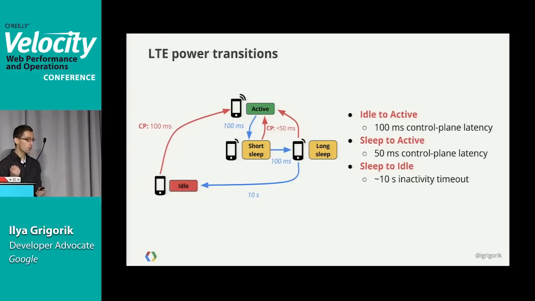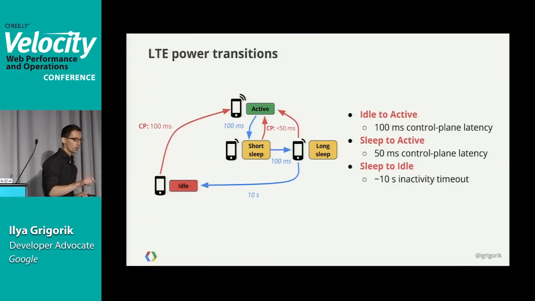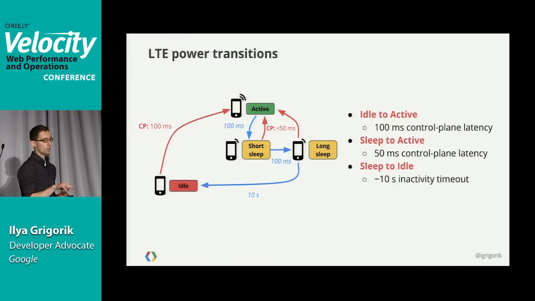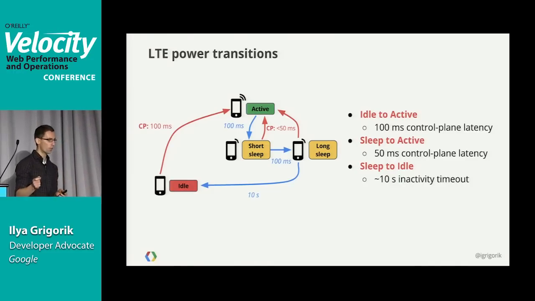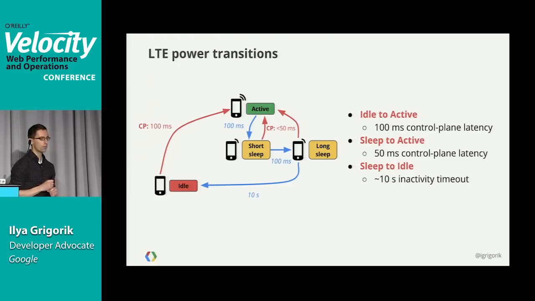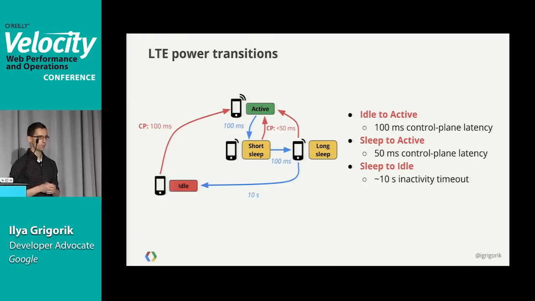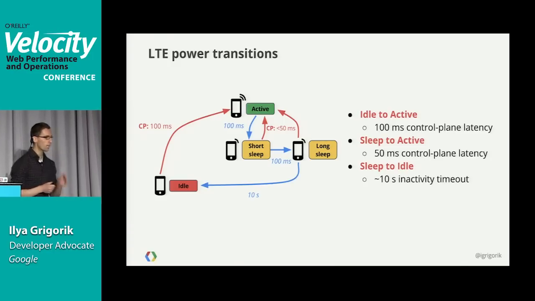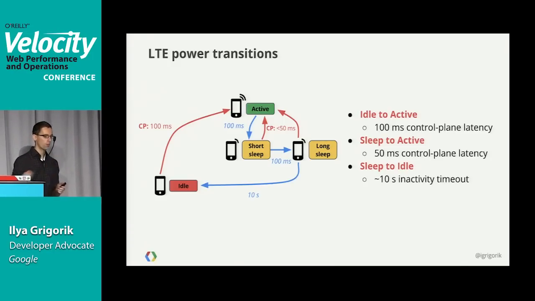So the thing to take away here is that, first of all, there are all of these control plane latency costs incurred between the transitions. But also look at the fact that we haven't talked about how much data is being transmitted. And we'll see why that's important in a second, right? Any byte that you transfer will have to incur this transition.